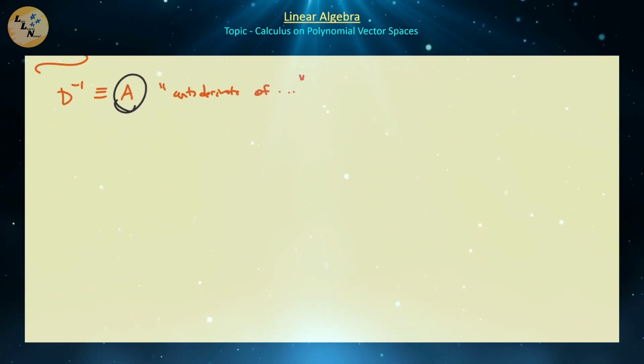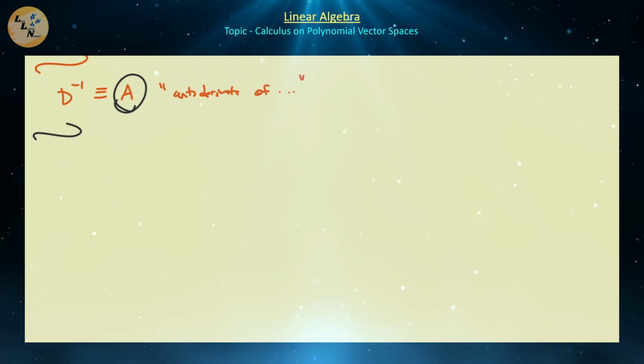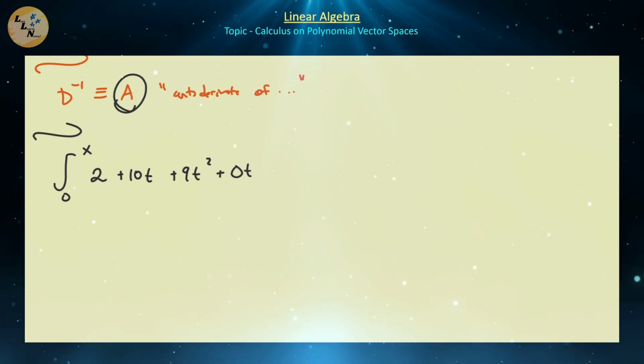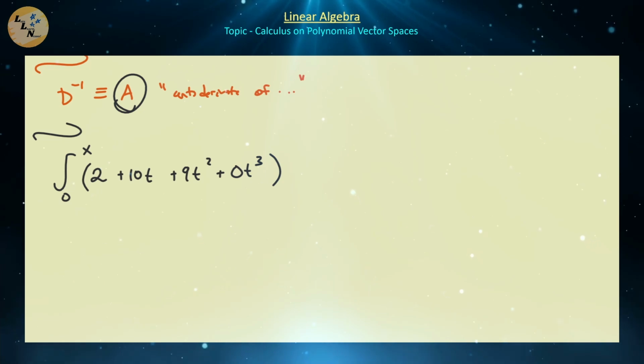One formal way we can approach this is via integrals. If you know the fundamental theorem of calculus, one can show that the integral from 0 to x, for example, of the polynomial 2 plus 10t plus 9t squared plus 0t cubed. Now I'm putting that 0t cubed just as a placeholder, because we know when we anti-differentiate a P2 polynomial, we're going to be bumped up to P3.